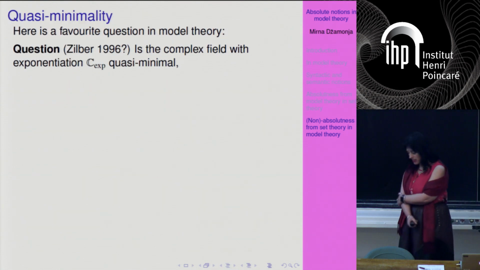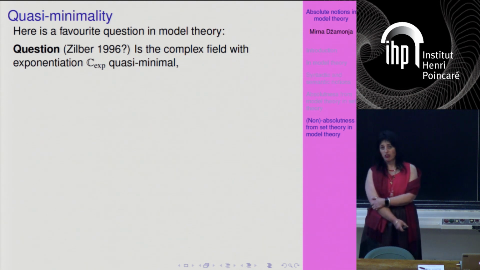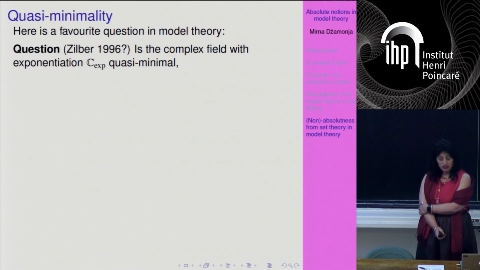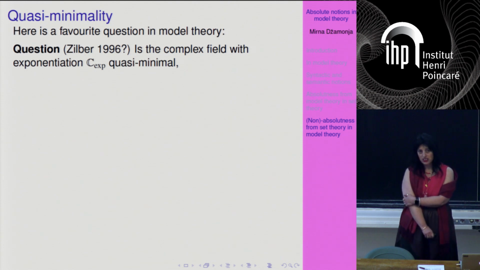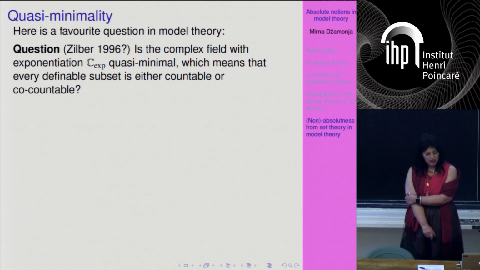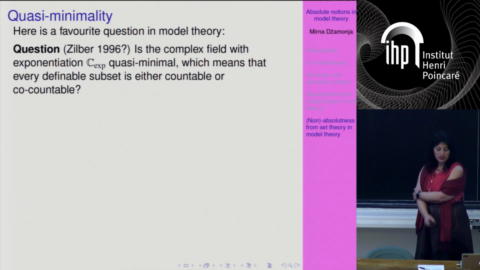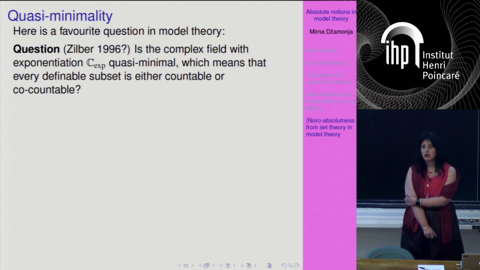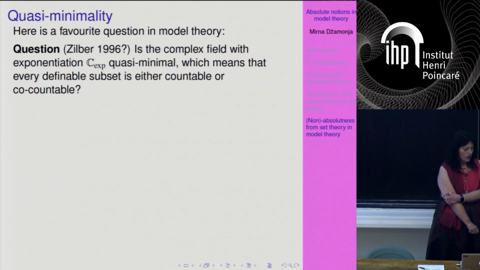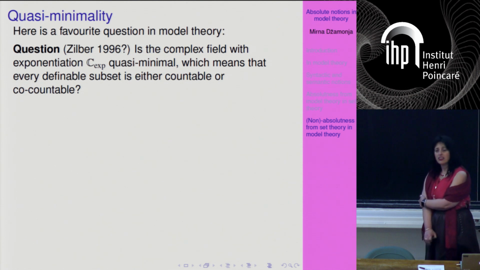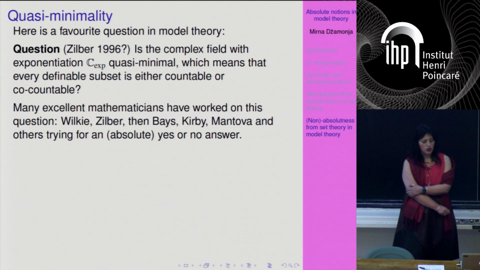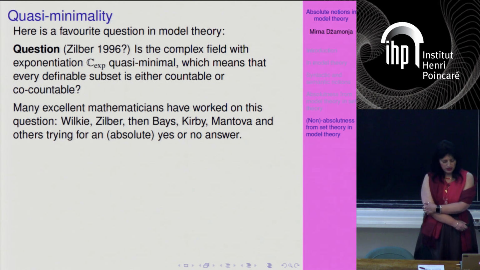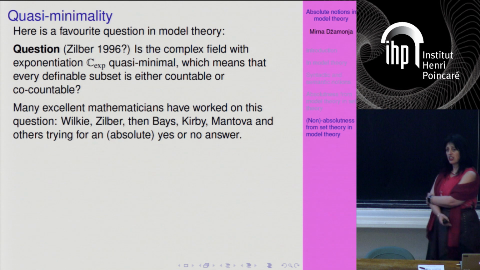So let me make some connections of this with the favorite question of model theory. It was asked in 1996. The question is: is the complex field with exponentiation quasi-minimal? This means that every definable subset of it is either countable or co-countable. And I think you know much about the history of this very nice problem, which connects with the work on O-minimality done by Wilkie, etc. So many excellent mathematicians have been working on this problem. First, Wilkie and Zilber, and then here in this audience, several, Bays, Kirby, Mantova, and others, and they are all trying to get a yes or no answer.